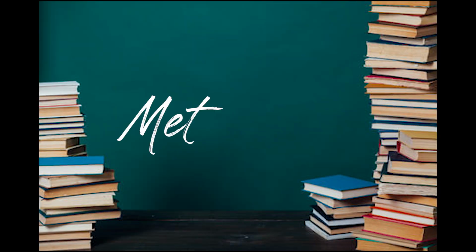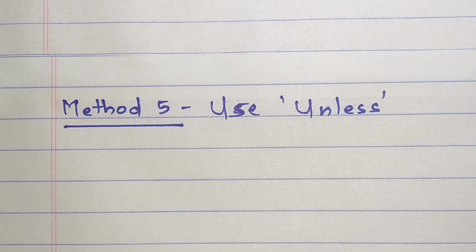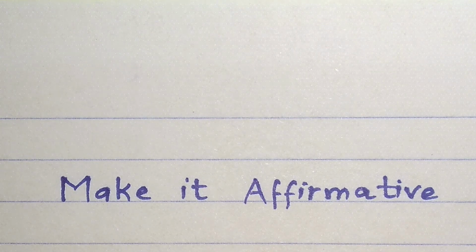Now we come to the fifth method, that is use unless. Friends, I have done an exclusive video on this topic use unless with lots of examples, and I have put the link of this video in this description box. See the video and you will get detailed explanation on this topic. So friends, we have seen 5 different methods of how to make a sentence affirmative.